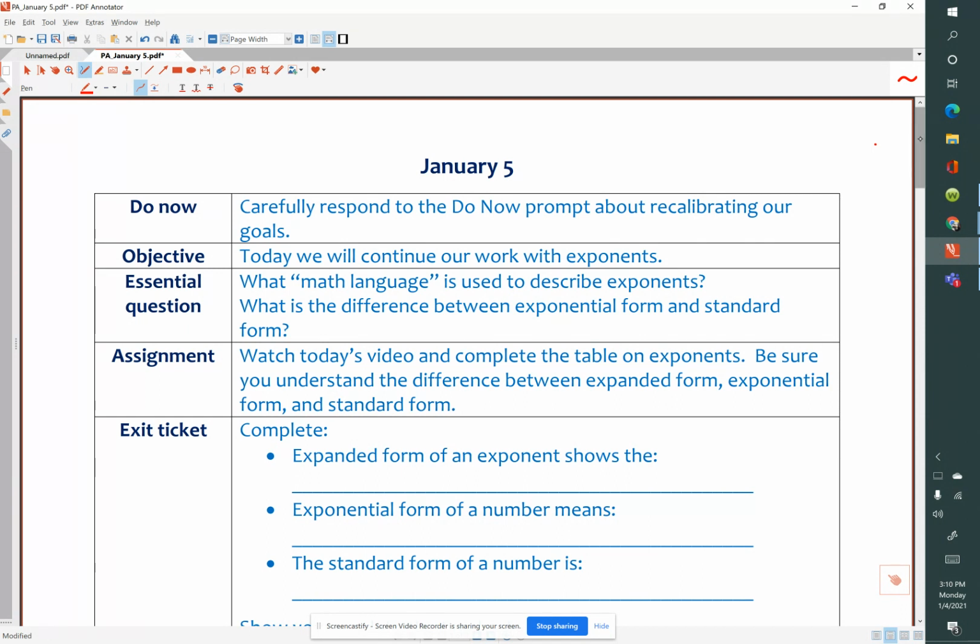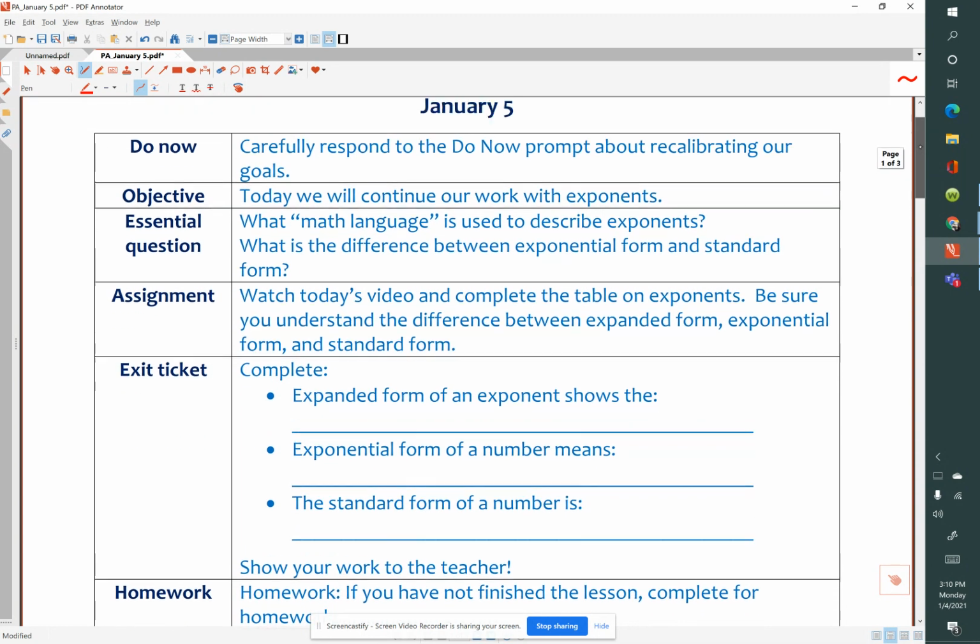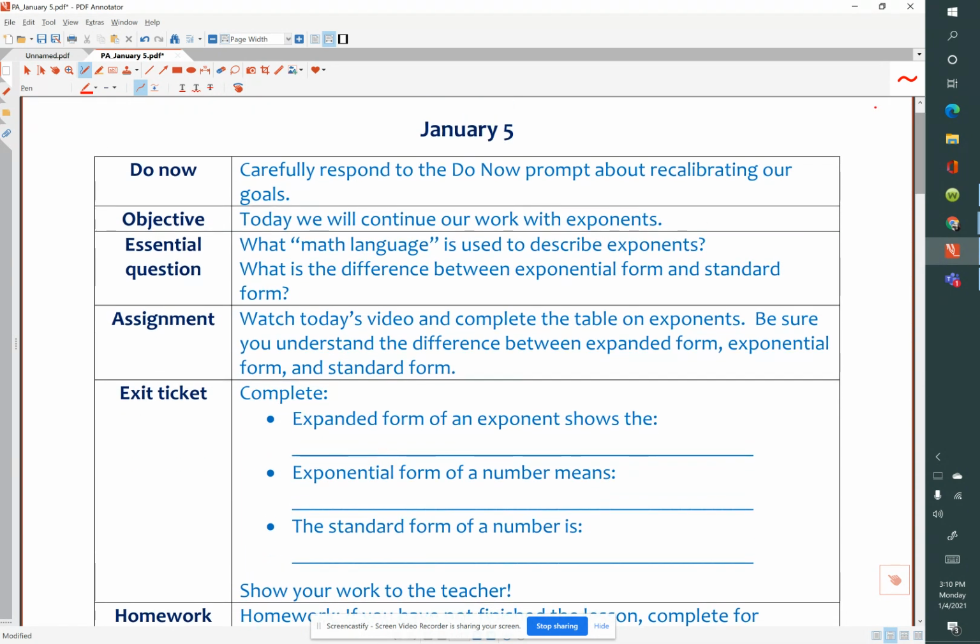So let's start by just reviewing what we're going to cover today so we know what's ahead of us. For our do now, we will carefully respond to a prompt about recalibrating our goals. What does recalibrate mean? It means to kind of retool our instrument or take another analytical look at something and see if it needs a little adjustment. Remember, we're not actually making any goals yet. We're thinking about goals and resolutions, and we'll work up to actually making some goals in a few more days.